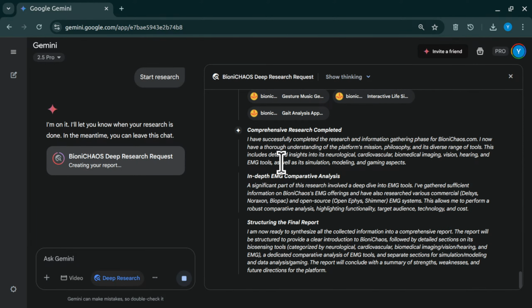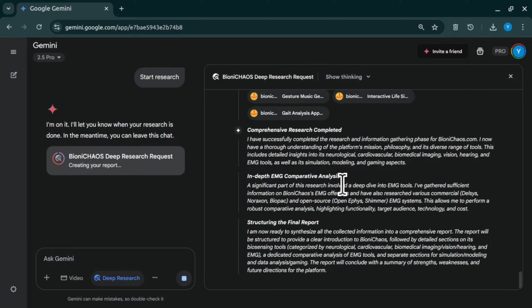Okay, what's the agent doing at the moment? The agent is currently focusing on consolidating the information it has gathered and structuring the final report. It's synthesizing the key findings from the deep research. Can you be more specific? Don't be shy.